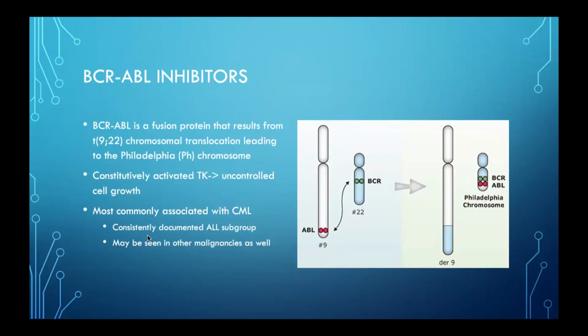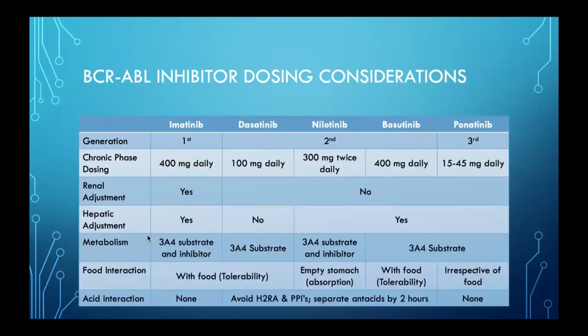So BCR-ABL is a fusion protein resulting from a 9;22 chromosomal translocation, leading to what's known as the Philadelphia chromosome. This causes constitutively active tyrosine kinase, which leads to uncontrolled cell growth. This is most commonly associated with CML, where it's essentially a malignancy-defining feature. However, it is a consistently documented subgroup within ALL, and it can be seen in other malignancies, and especially imatinib can also, due to its non-BCR-ABL related effects, be used in other cancers, so you will see these in some other places.